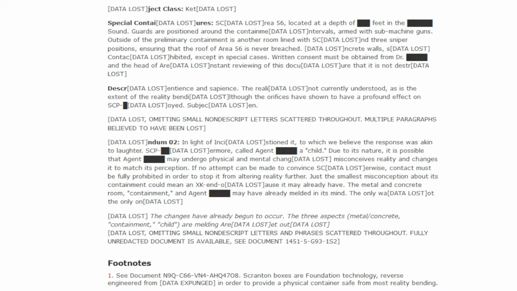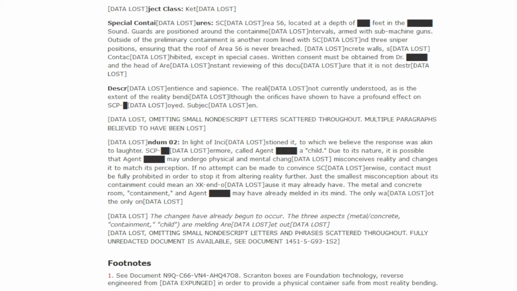All right. The recovered document is a bombshell. Special containment procedures located at the depth of [blank] and [blank] sound. Guards are positioned around the containment intervals, armed with submachine guns. Oh, so they tried that. Outside the preliminary containment area is another room lined with three sniper positions, ensuring that the roof of the Area 56 is never breached.